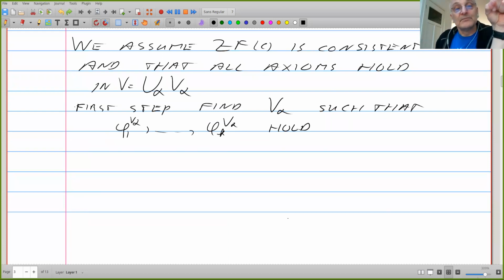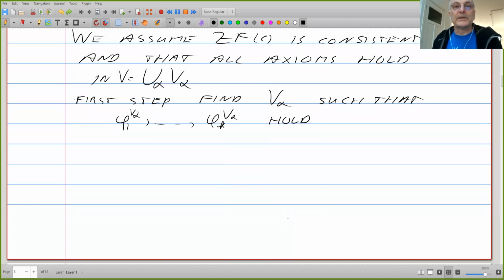Of course, that's nice to know. We could take omega plus omega already here. But what we want is the instances of replacement and separation. Separation also holds in many V alphas, so the real trouble is going to be the replacement business. And how are we going to do that?